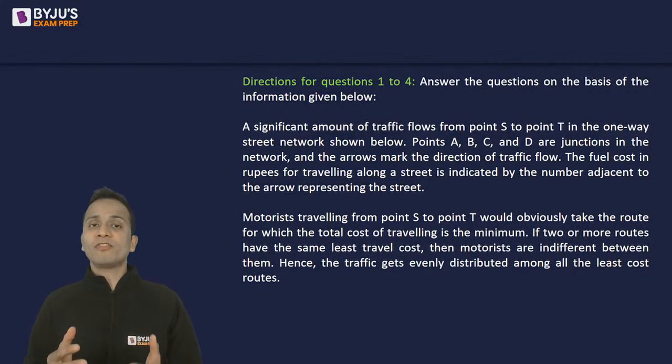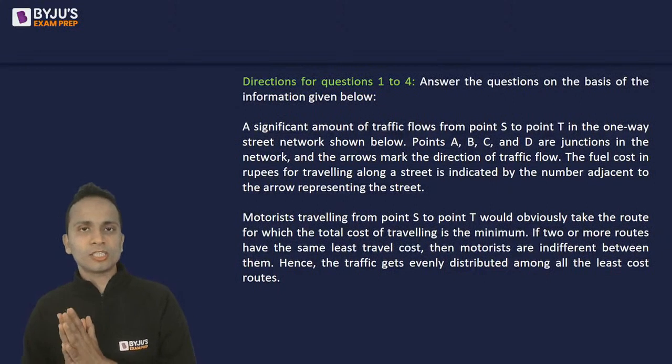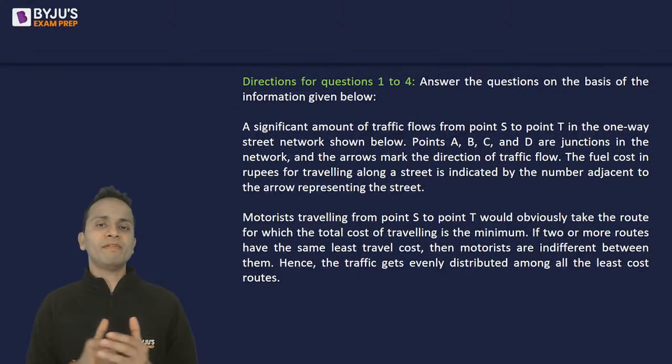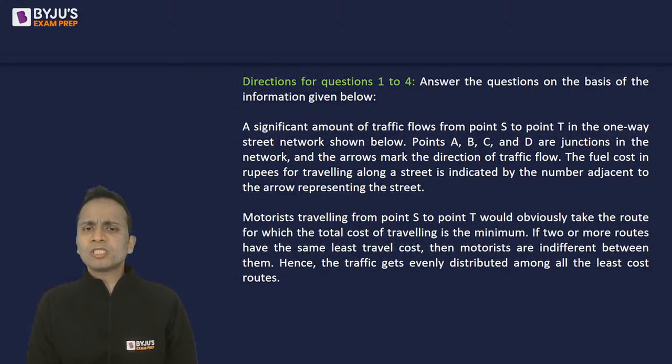Now, in case there are three routes which are offering the minimum equal cost, then the entire traffic will be divided in three parts. So this is what this paragraph is saying. Motorists traveling from point S to T would obviously take the route for which the total cost of traveling is minimum. If two or more routes have the same least travel cost, then the motorists are indifferent between them. Hence, the traffic gets evenly distributed along all the least cost routes.